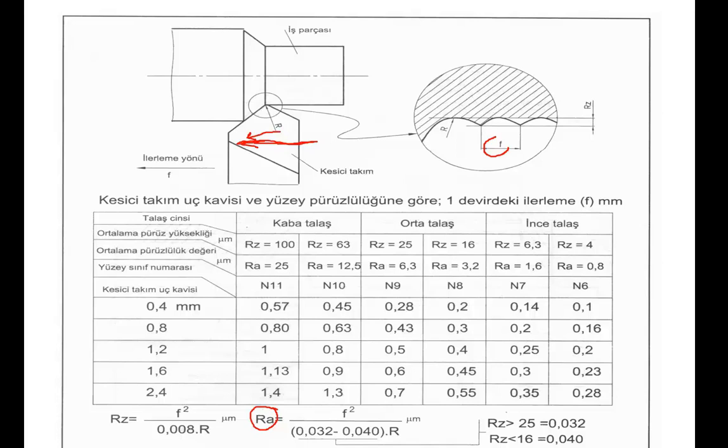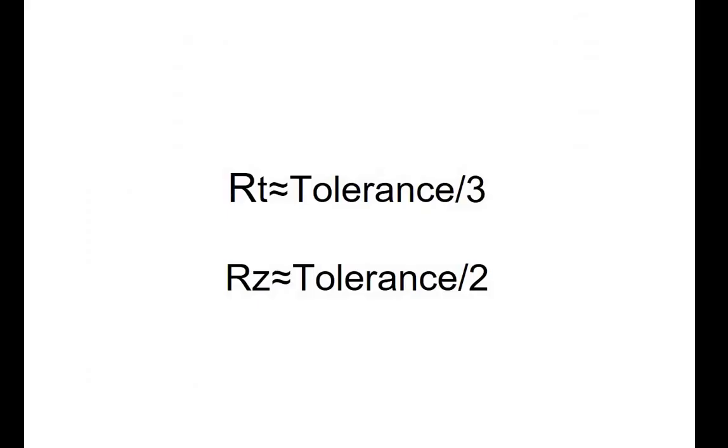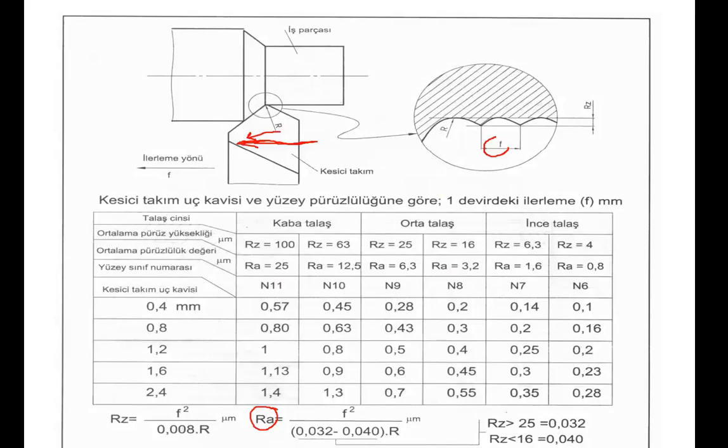Okay, the square of f divided by a coefficient times the rounding radius of the edge of the cutting tool. Okay, well, it looks like subtraction, but it is quite misleading, I agree. It is to say that if the roughness value Rz, average of 5 regions, is greater than 25 micrometer, then use this number at the denominator.